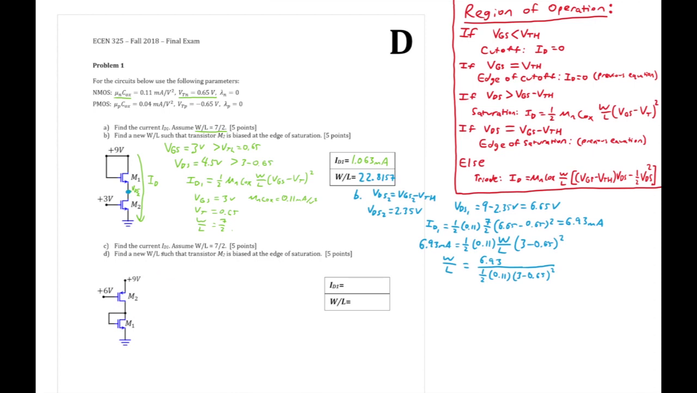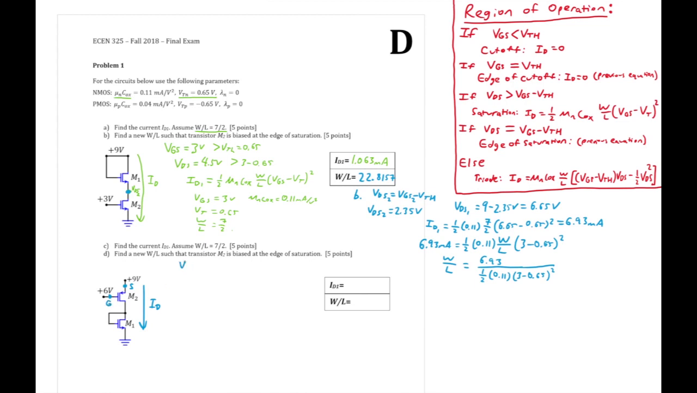So for part C, we're finding the current ID1 just like we were in part A. However, the circuit is a little bit different. Looking at it right here, M2 is a PMOS transistor, M1 is an NMOS. How does it change when we're dealing with a PMOS transistor? Well, there will still be just one current, ID, right here. And one thing to note is that this is our source now for the PMOS, and this is our gate.